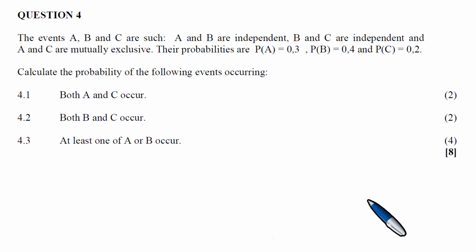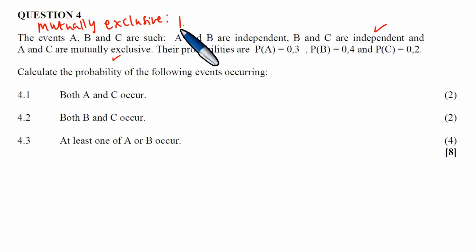Okay, let's look at more probabilities and also the idea of independent events and mutually exclusive events. Let's speak about mutually exclusive first, and then complementary events. What are mutually exclusive events? Events are mutually exclusive when the probability of A and B is equal to zero.